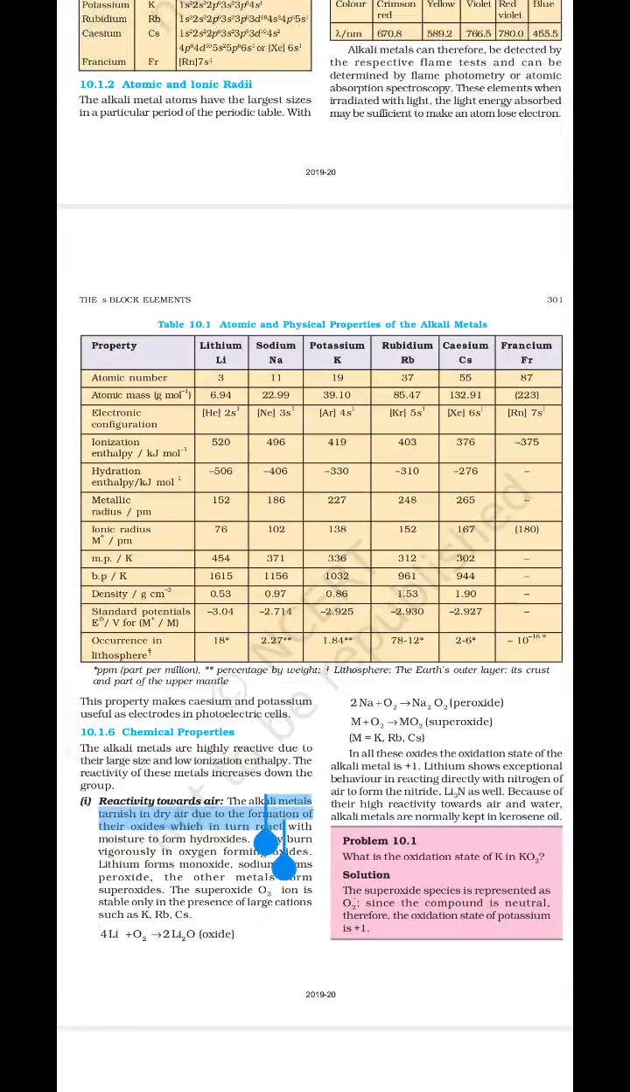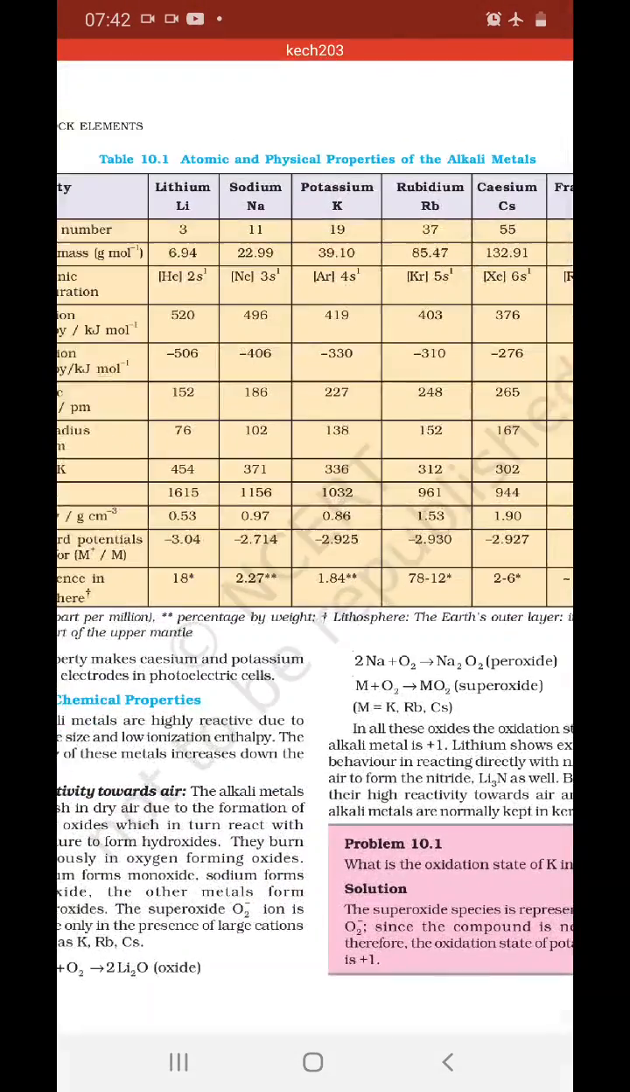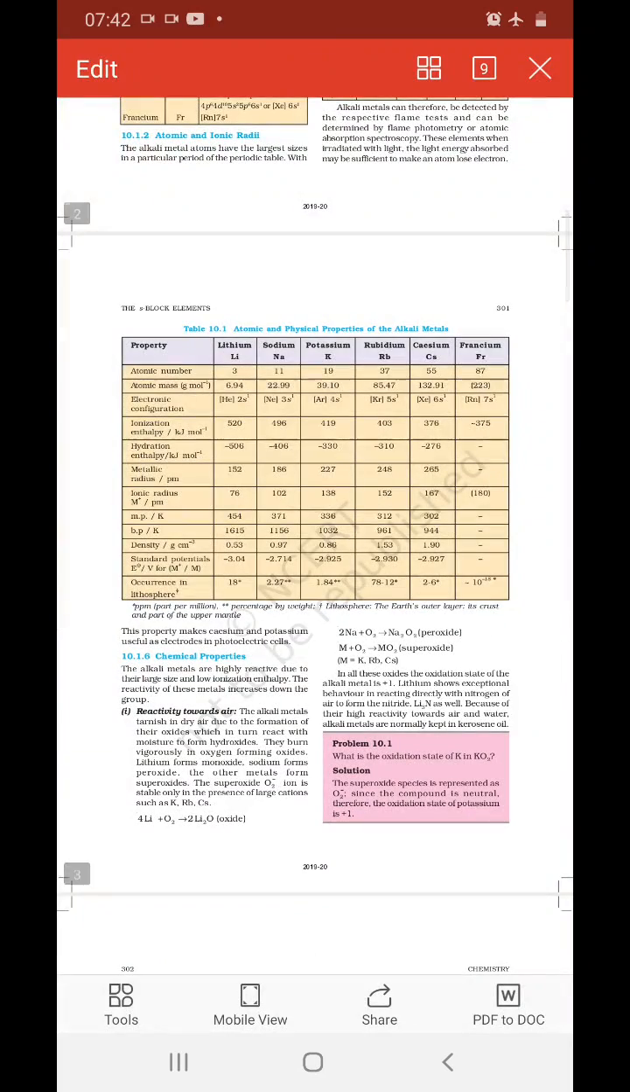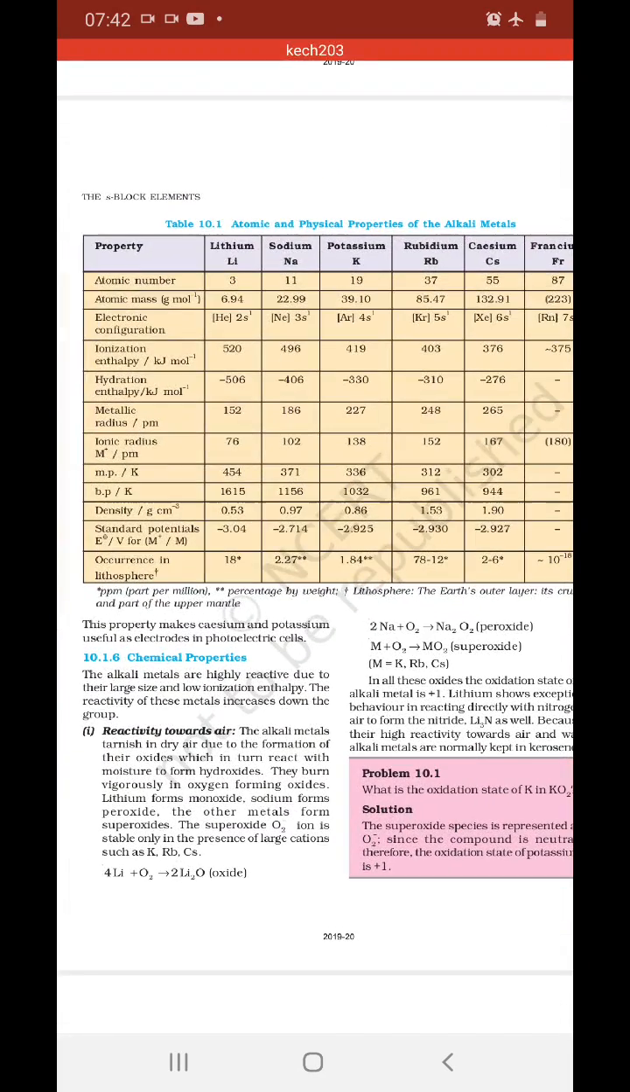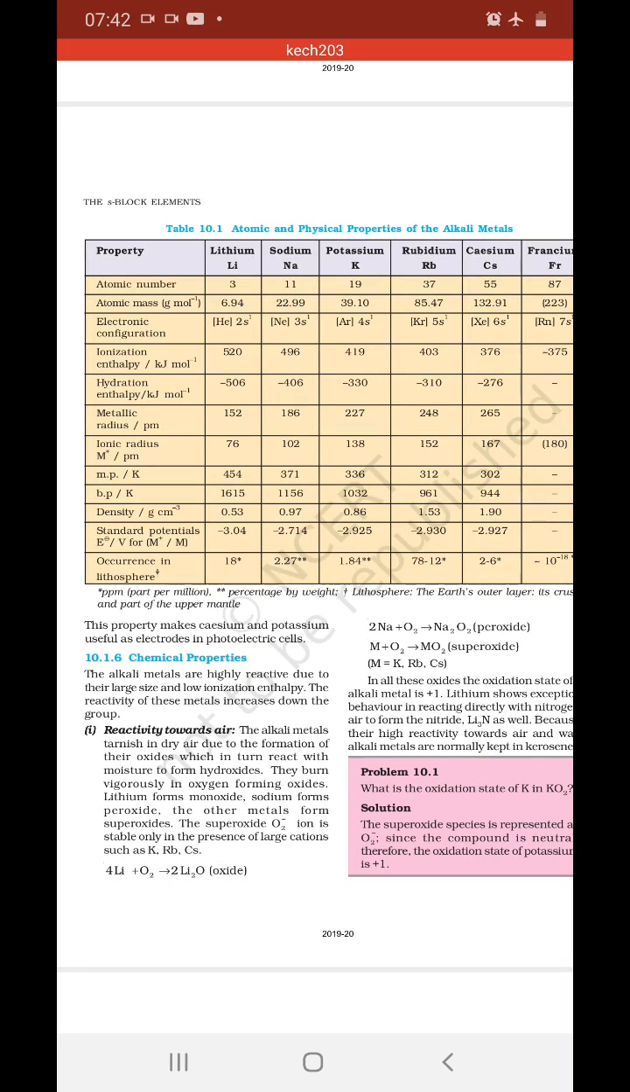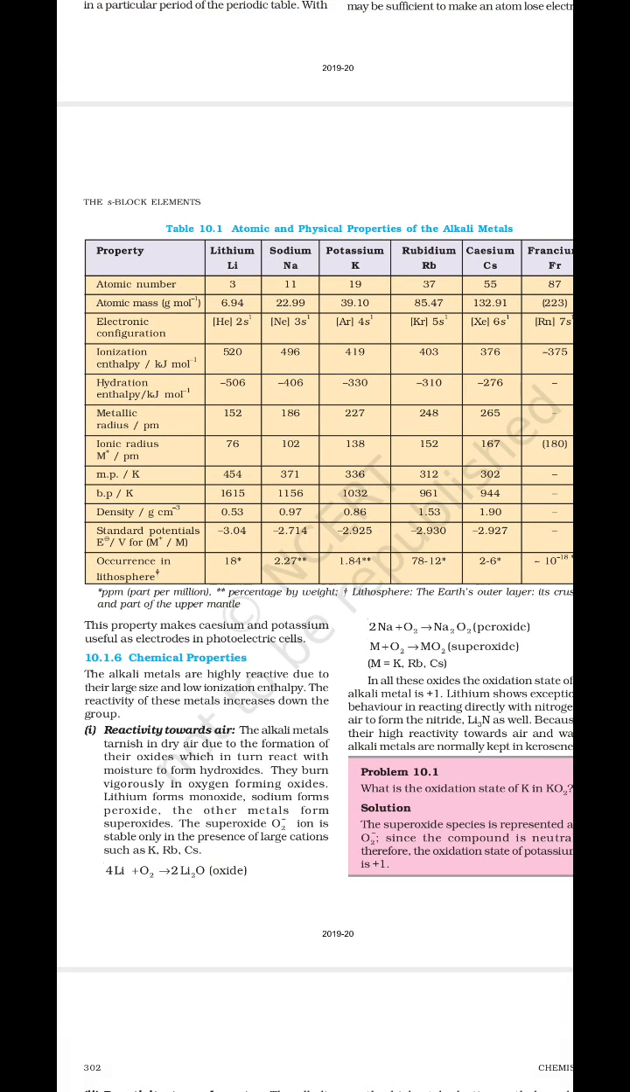That is the first chemical property: reactivity toward air. All alkali metals are highly reactive. Why are they highly reactive? First of all, the question is, why are alkali metals highly reactive?